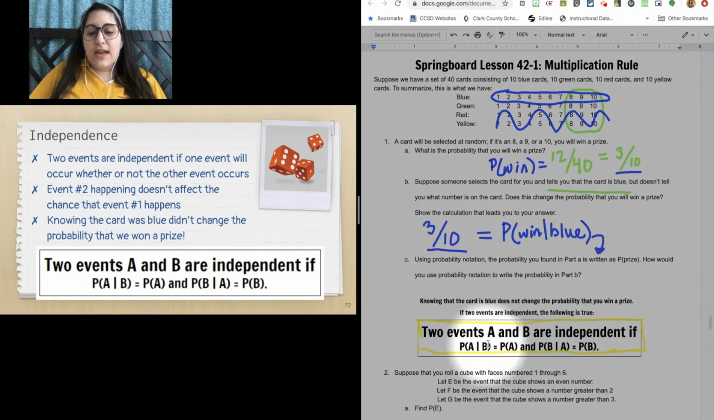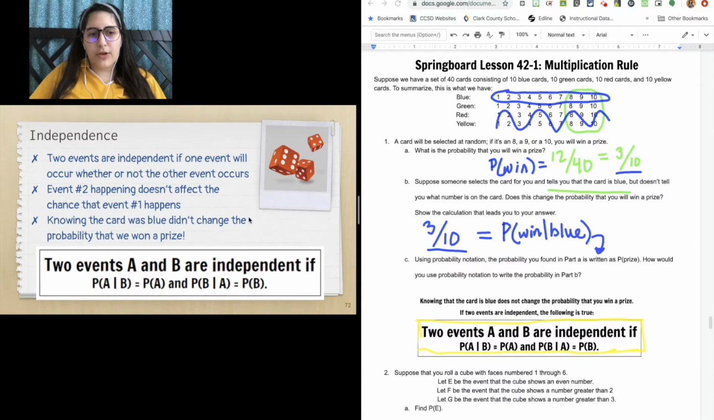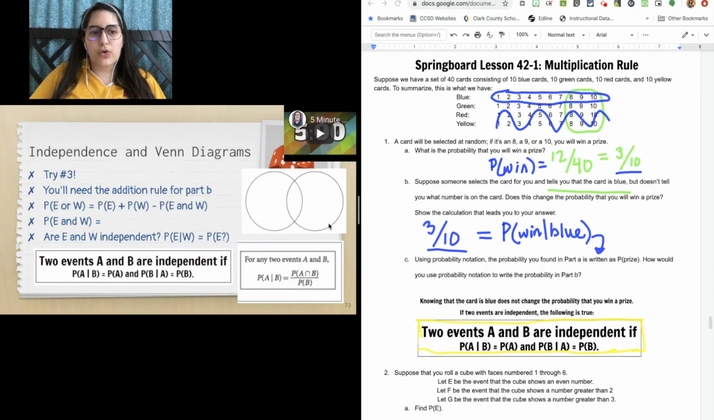Meaning that me introducing this extra restriction, adding the B, didn't change the fact that the first event was going to happen. Didn't change the probability that that was going to happen. You really only need to know this one right here. The second one is exactly the same, just with the letters switched. Okay, so I'm going to do another problem for you here and show you what it'll look like.